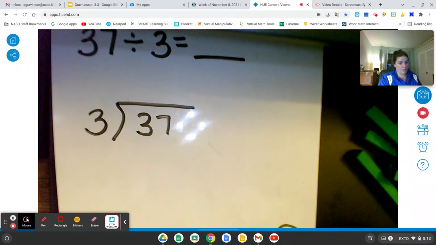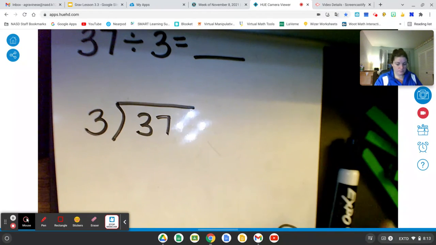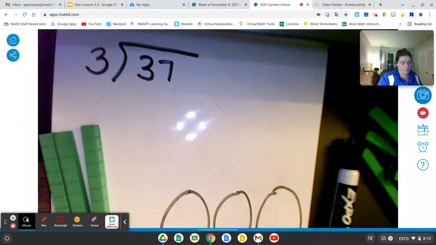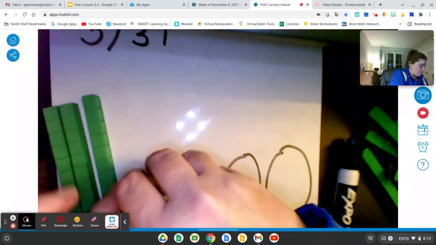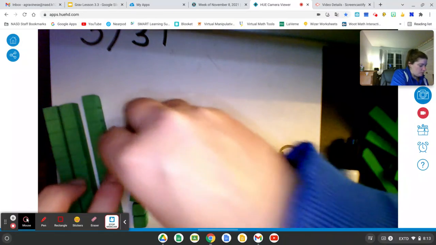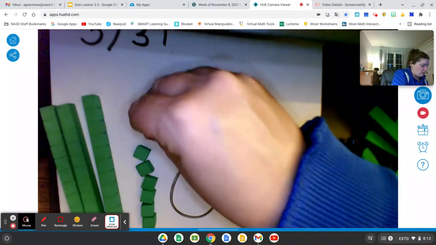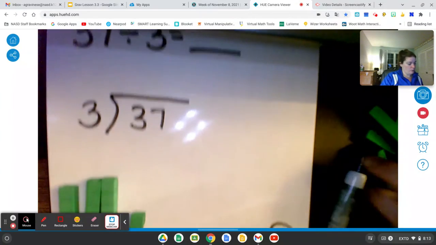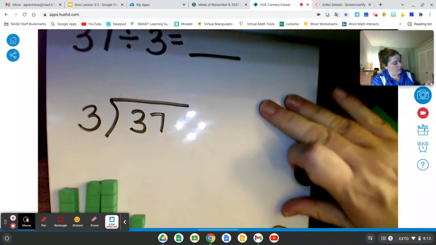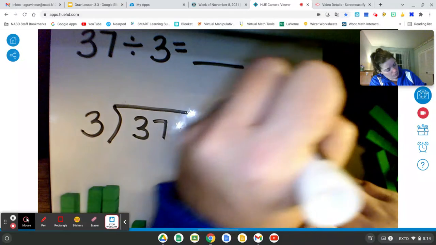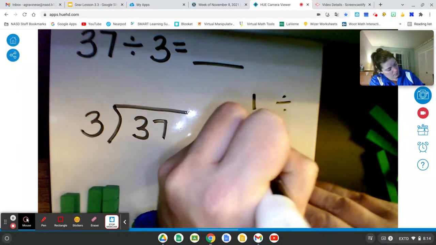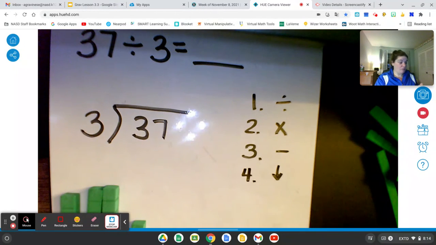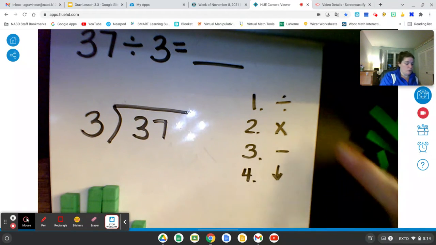Okay, and let's represent 37. Here's 30. 36. 37. Okay. All right, so step 1 is to divide, and then we multiply, and then we subtract, and then we bring down and repeat if necessary. So let's do that division.